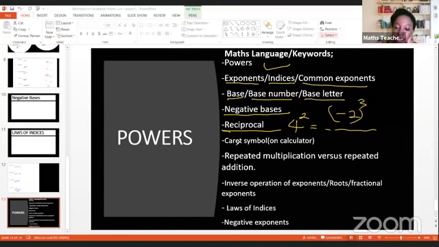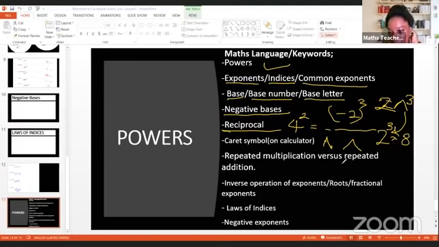We've talked about the caret symbol on the calculator. We didn't talk about it, but if you're using a calculator to do your powers, your caret symbol is important, and this is how you find it on the calculator. Say you wanted 2 cubed, yeah? You press 2 on the calculator, then you press your caret sign and press 3. You press enter and you will get your answer as 8.